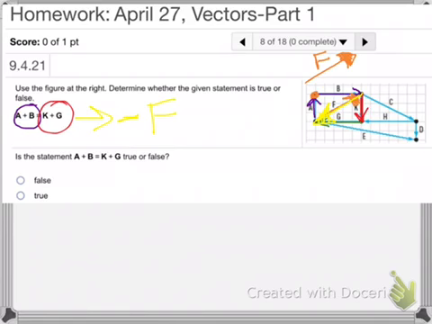So even though they have the same magnitude, which means they have the same length, the directions are totally different. The orange one is pointing to the upper right, and the other one's pointing down in the lower left. So very deceptive question. That's why this one is false.